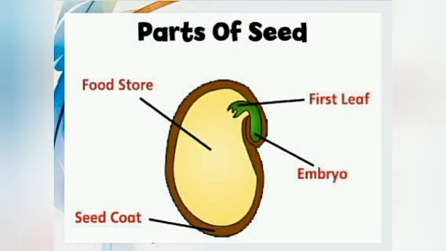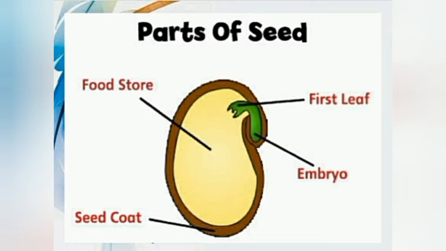So a typical seed consists of the following parts: food storage, seed coat, first leaf, and embryo. Food storage is present in most seeds in the form of carbohydrates, fats, and proteins, also used to support the embryo during seed germination.